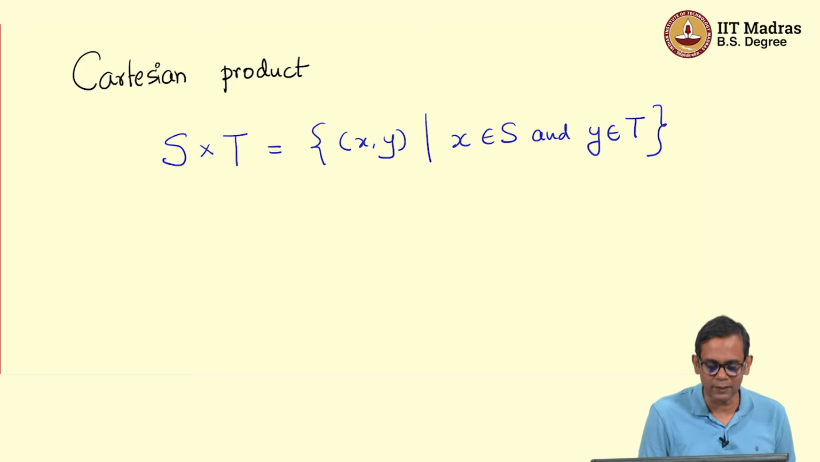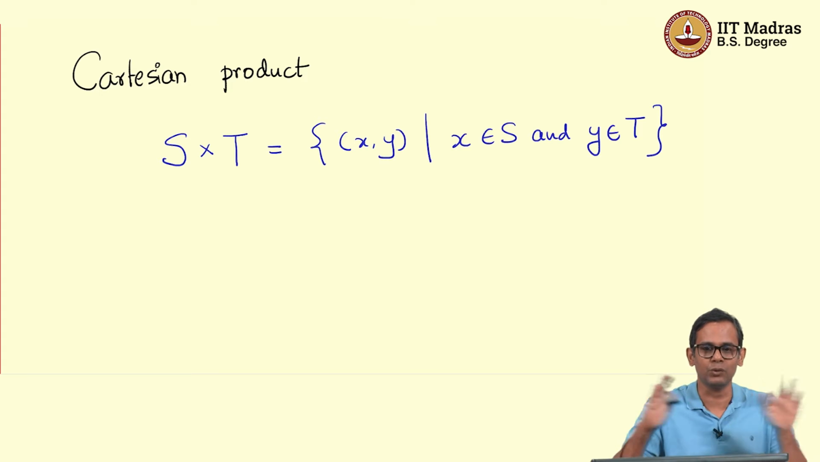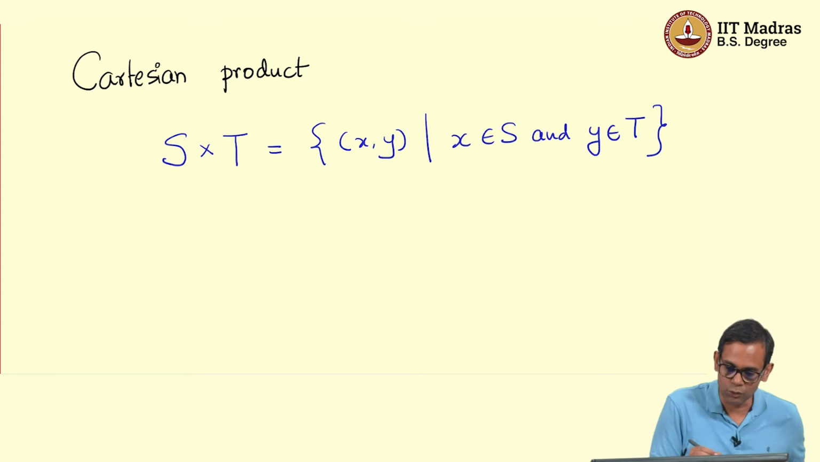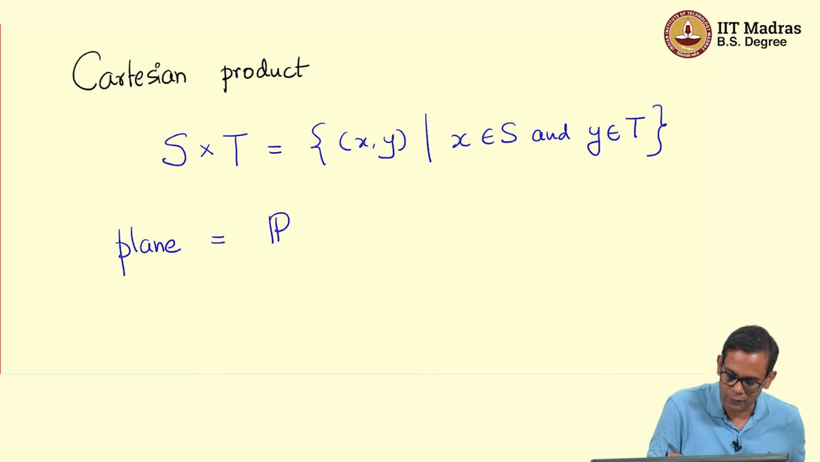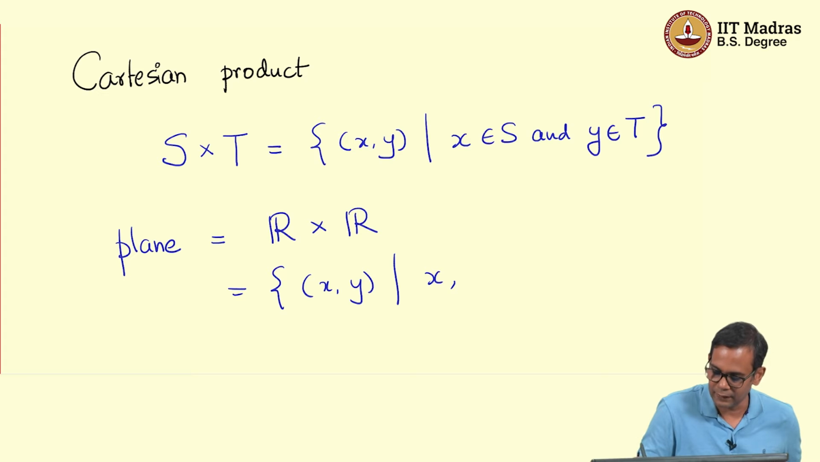Why is it called the Cartesian product? Well, you have probably heard of Cartesian coordinates, right. When we want to represent points in the two dimensional plane, they have an x coordinate and a y coordinate. So, the two dimensional plane is the Cartesian product of real numbers cross real numbers, because its points are just (x, y), where x and y are both real numbers.